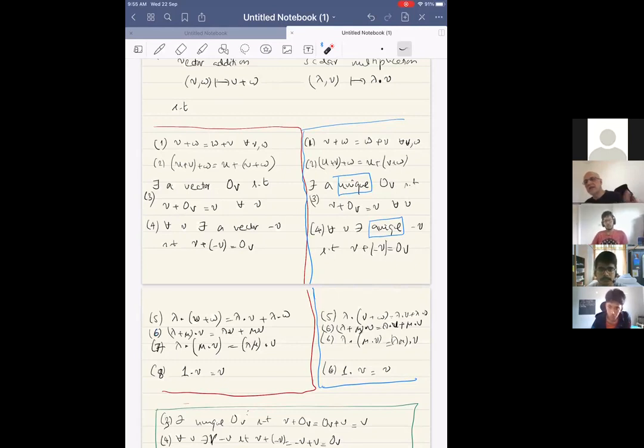Then -1 times the vector is minus the vector, etc., etc. So these will all be lemmas or propositions, or if you're feeling grand, theorems. Okay. And so I could have developed the whole course like that.